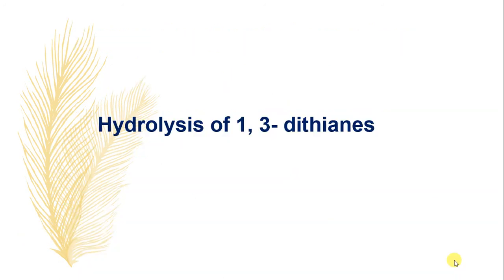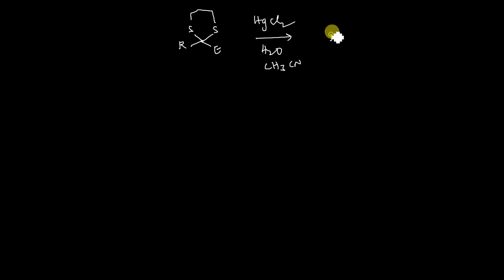Now, once the lithiated dithiane reacts with the electrophiles and you have generated the disubstituted dithiane, next you do hydrolysis of this 1,3-dithiane. So let us discuss the mechanism involved in this hydrolysis. You do the hydrolysis of this disubstituted dithiane with mercuric salts, that means mercuric chloride, in acetonitrile solvent or THF, which gives you deprotected carbonyl compounds. So let us discuss the mechanism involved in this hydrolysis process.